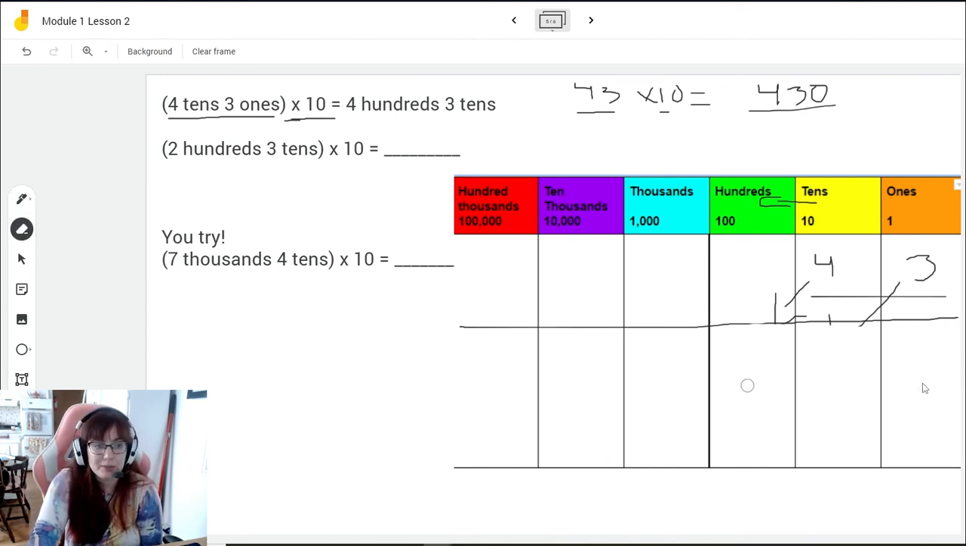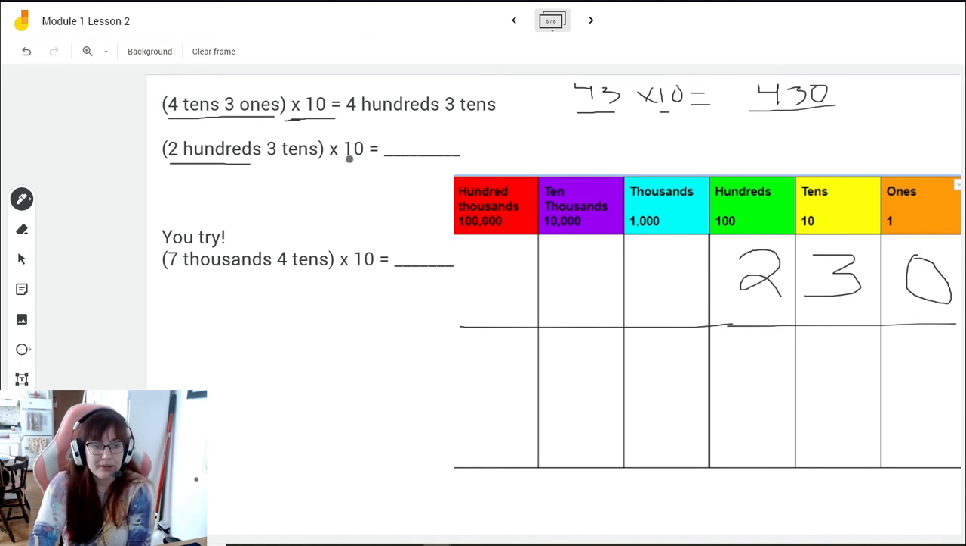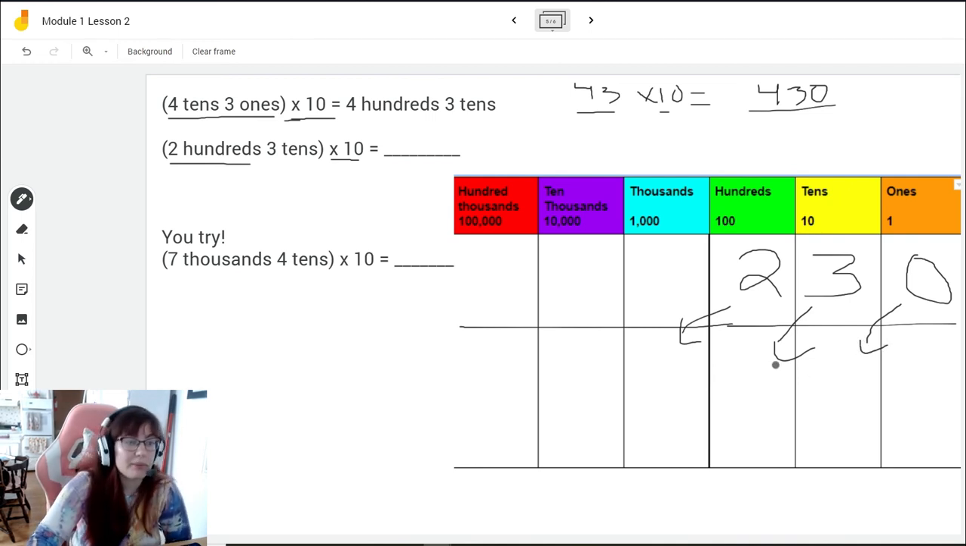So for this next problem, we have 2 hundreds and 3 tens. So 2 hundreds, 3 tens. For this problem, I need to put my 2 hundreds into my place value chart. So I have 2 hundreds, and then I have 3 tens. So my 3 tens will go into this spot. Now you'll notice that I have an empty place value. Remember, I do not like empty place values, so I will fill that in with a 0. Now I am multiplying by 10, so that tells me that I need to shift everything to the left. And then after that, we can fill in our place values.